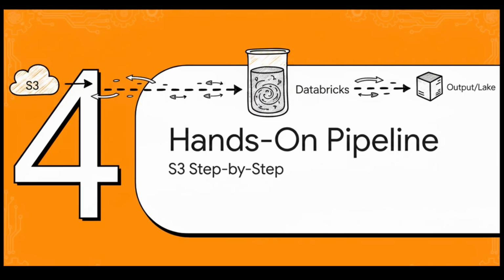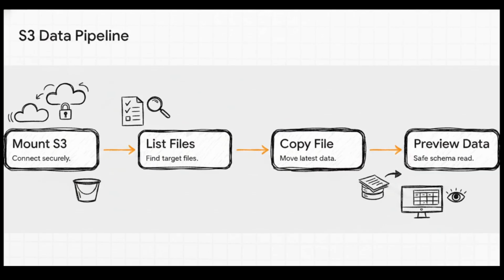All right, Section 4, hands-on S3 data pipeline, step by step. Let's build something. Let's actually apply these concepts to a real-world scenario. Imagine we need to process a new sales CSV file from an external S3 bucket right into our Databricks environment. We're going to break this down into 4 precise, automated steps to safely ingest that data: mount the bucket, list the files, copy the latest file, and preview the data.